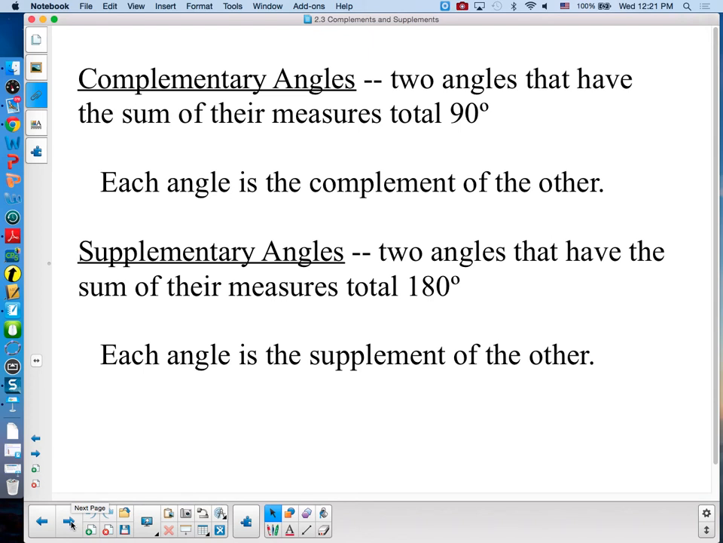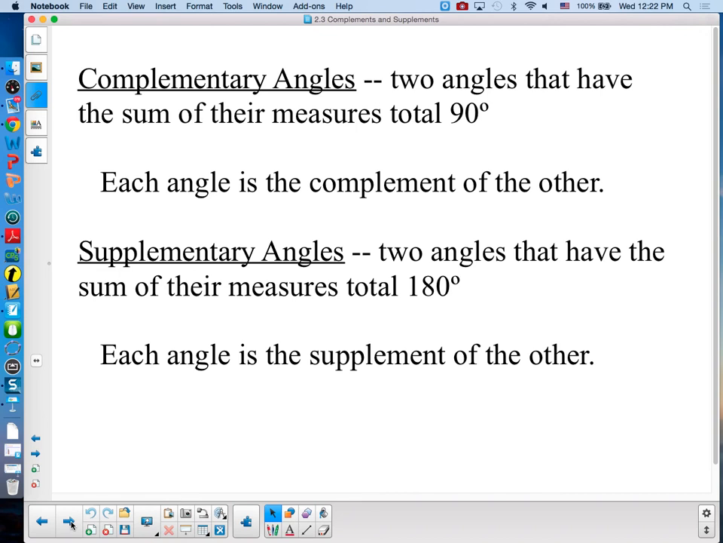All right, here's the definition of complementary angles and supplementary angles. Complementary angles are two angles that have the sum of their measures total 90 degrees. So it's two angles. It doesn't matter how the picture looks, like if they're side by side or if they're apart. The angle measures are what's important. You don't really even need to have a picture of them. Complementary angles, two angles that add up to 90 degrees.